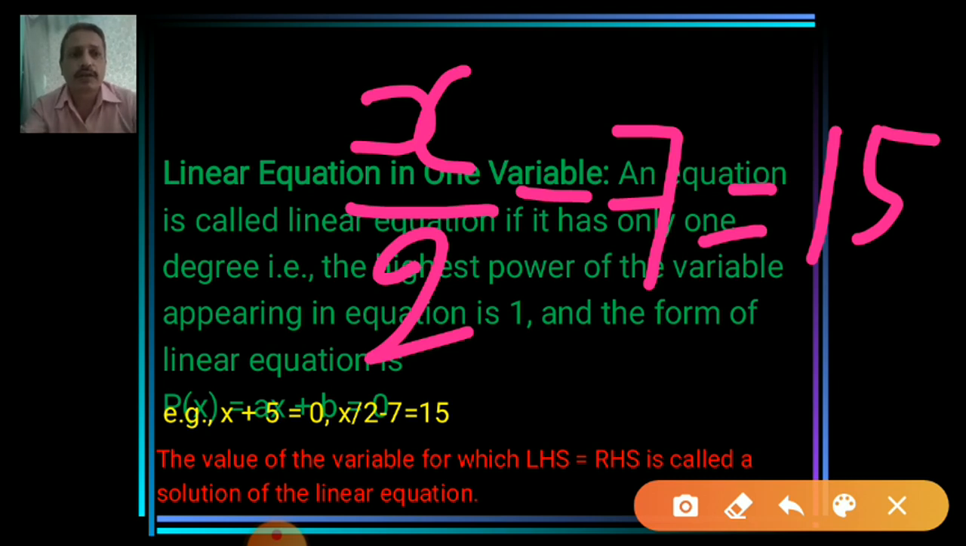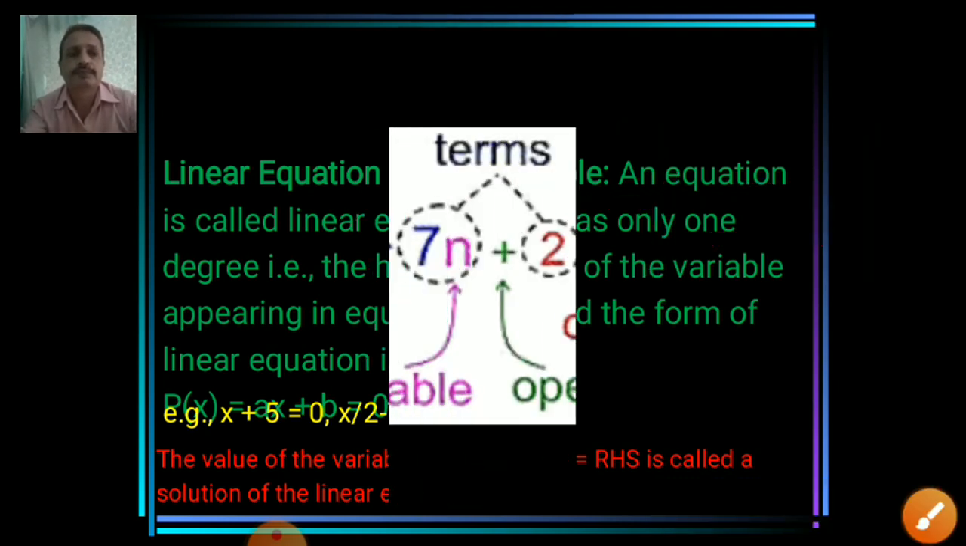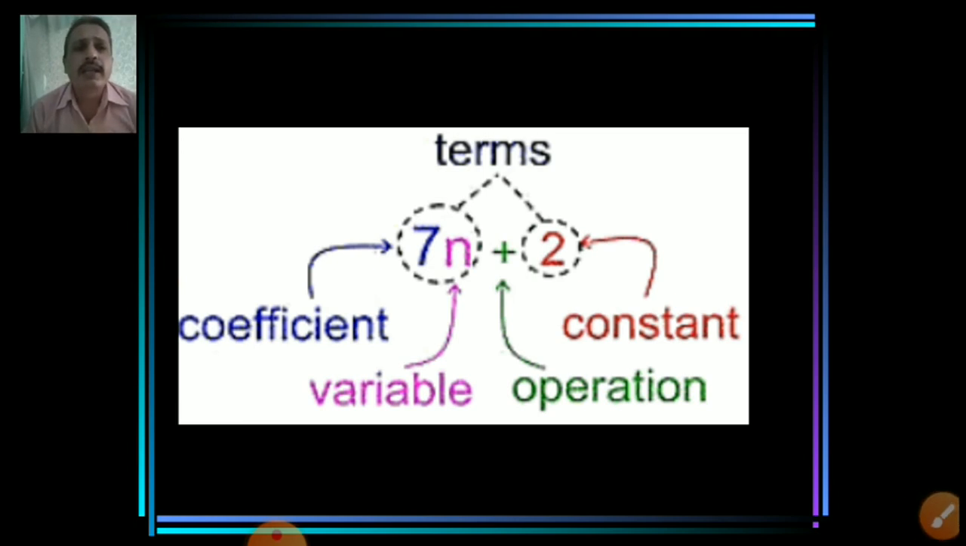Let's check further. How many terms are there? The terms here are 7n plus 2. This 7n is one term and 2 is the second term. And what about the coefficient? Yes, with term and variable. A variable can be denoted by any alphabet, A, B, C, D, etc.